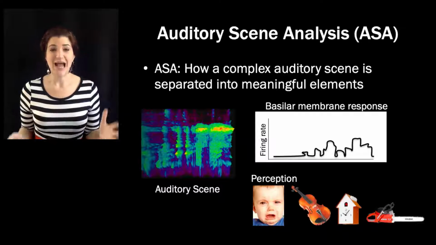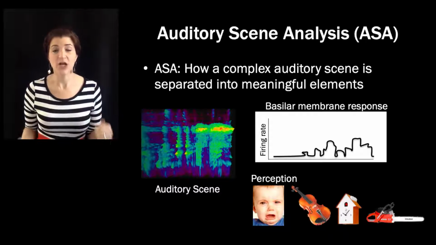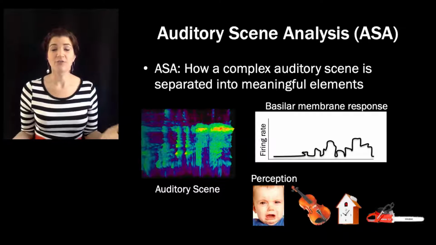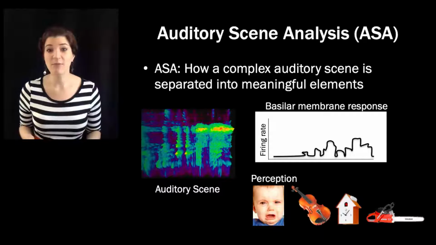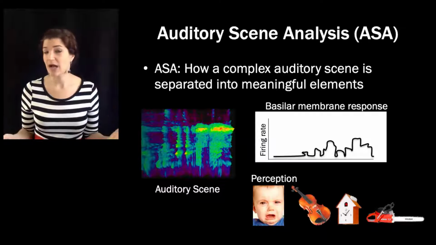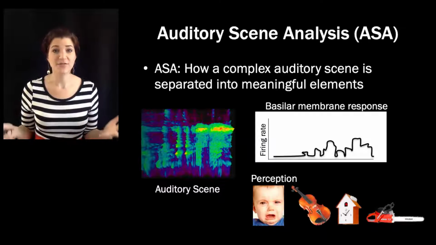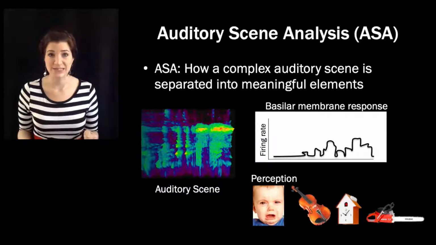So the question is, how do we go from simultaneous activity at lots of different regions in the basilar membrane to the unique perception of these different sources? So this is the realm of auditory scene analysis, how the system takes the mixture of sound that it derives from a complex natural environment and sorts it into separate auditory streams, identifies what sources are making those different sounds.